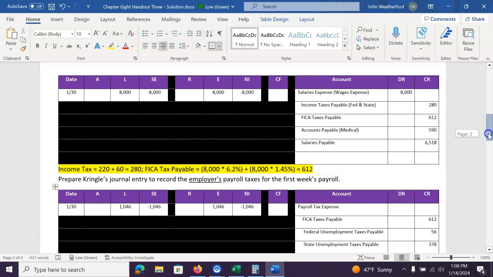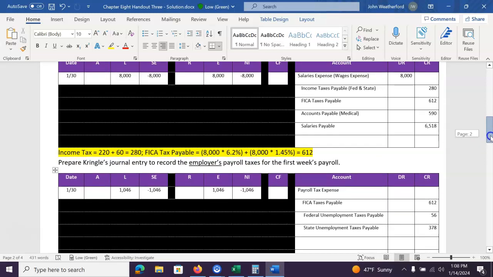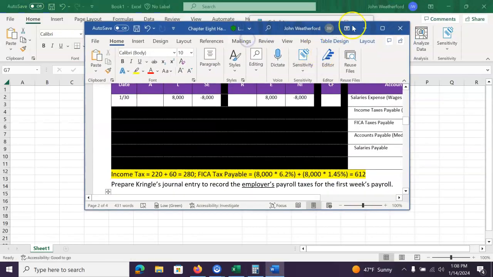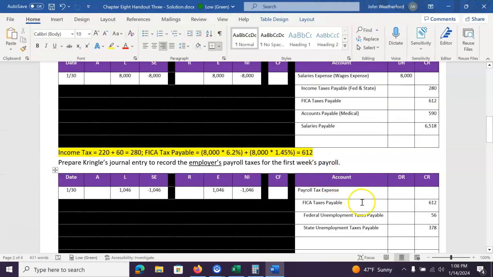And then that's it for the employer share of payroll taxes. So to get the debit to payroll tax expense, we just add up these three. I'll bring back my old calculator. Haven't seen that in a few videos. Let's try it here. I'll tell you what, let's just go to the Excel sheet.